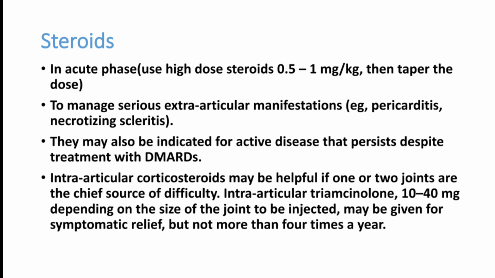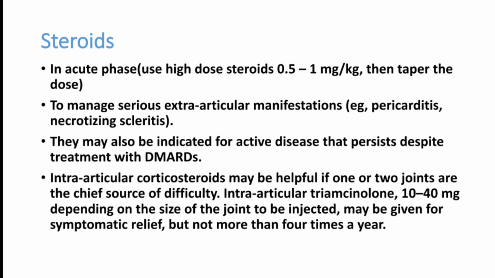Normally, we can give prednisolone, 0.5 to 1 milligram per kg body weight, then slowly taper down the dose. When we are treating patients with steroids, we have to give proton pump inhibitors, calcium supplements, vitamin D supplements, all these things. We have to check the sugar, and see what the blood pressure is, whether it is increasing or not. Now intra-articular injections of triamcinolone, a long-acting steroid, can also be tried in more symptomatic joints.